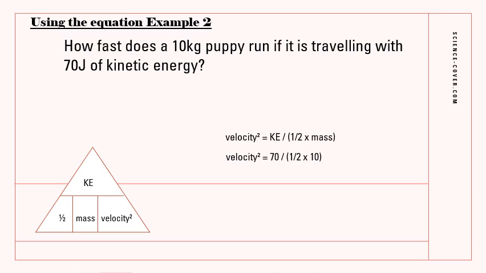This means that the kinetic energy is 70 and we divide it by half times 10. So the velocity squared will come to 14. But this is not the velocity, it is the velocity squared. So I need to find the square root of this value. And the square root of 14 is 3.74 meters per second.